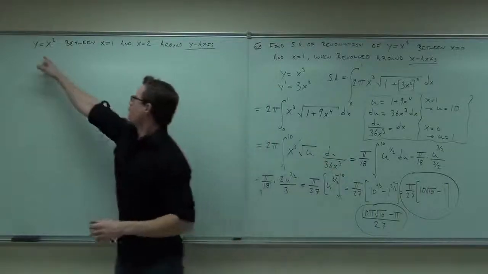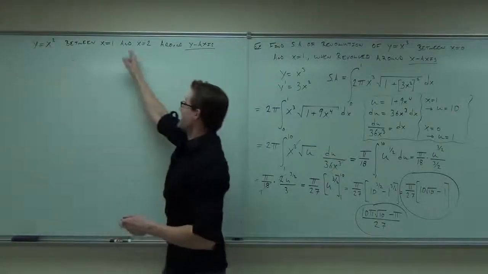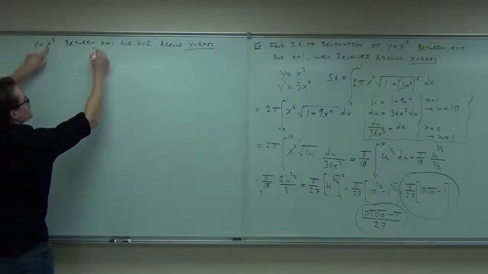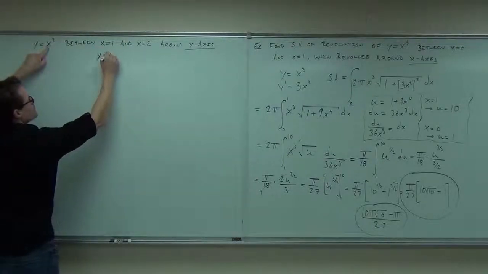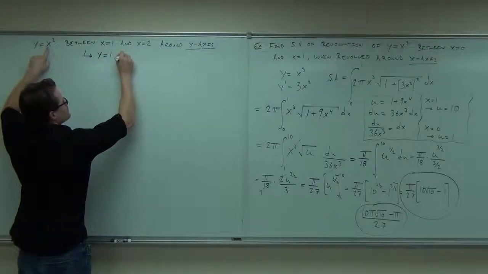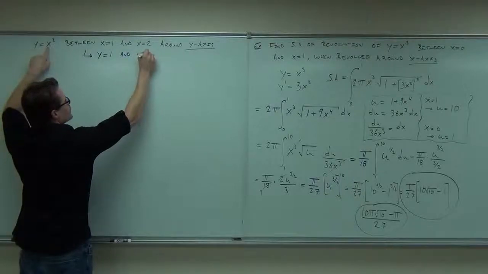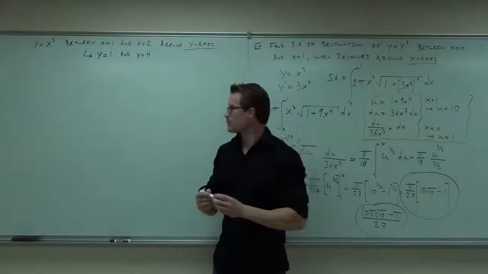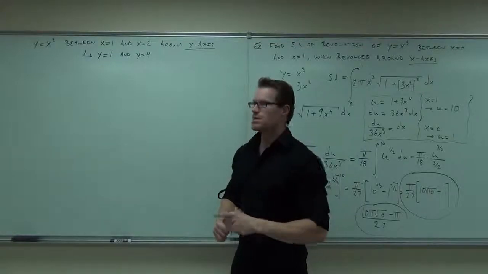Notice it says y equals x squared. It's giving you x's. Just plug them in. If x equals 1, then y equals 1. And if x equals 2, then y equals 4. Perfect. Now we have bounds in terms of y. Still okay? All right, let's continue.